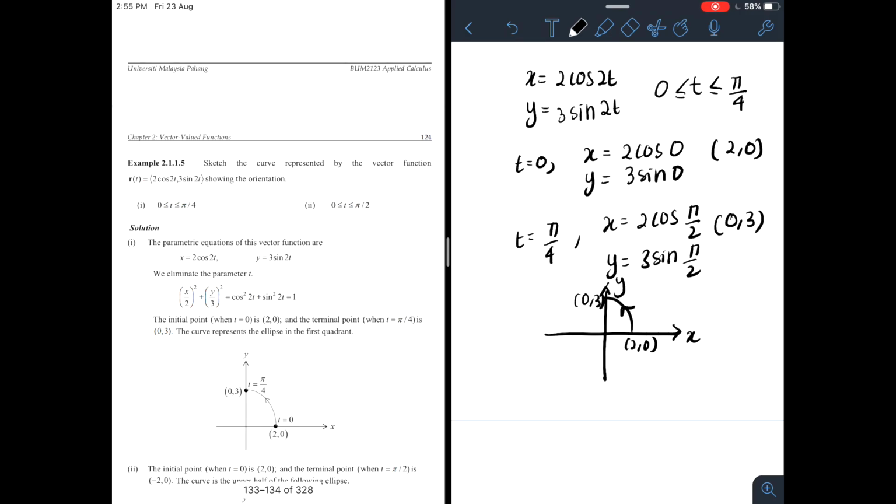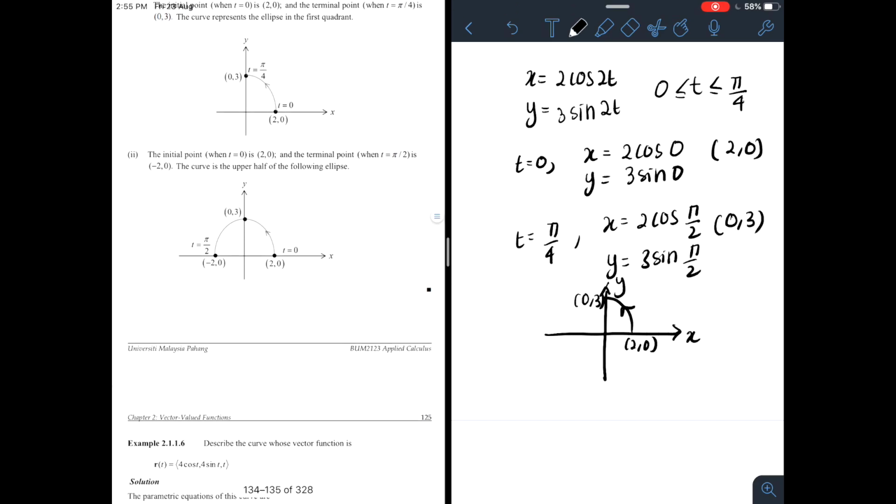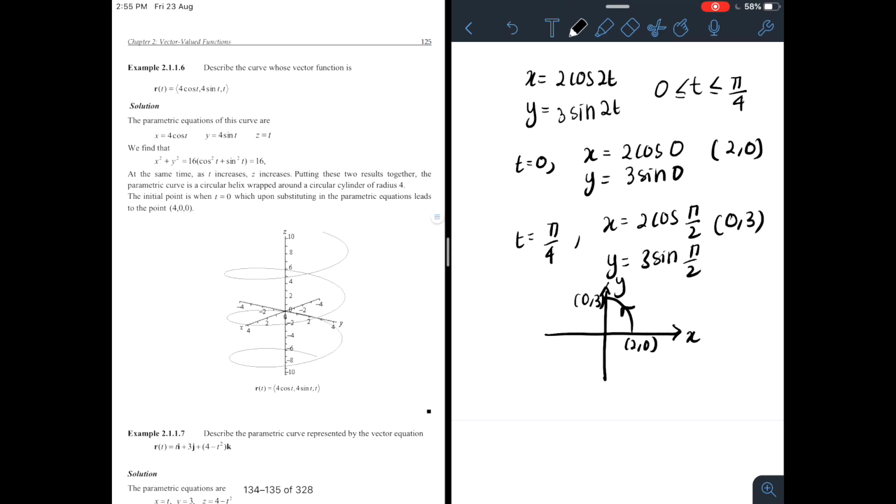I hope you are able to solve the next example where t is ranging from 0 to pi over 2. And if you are curious enough, maybe you can try to understand example 2.1.1.6 sometime. This question will be given in the assignment, because it will be very hard to sketch the parametric curve manually. You need to use appropriate software to illustrate the parametric curve based on that vector function.